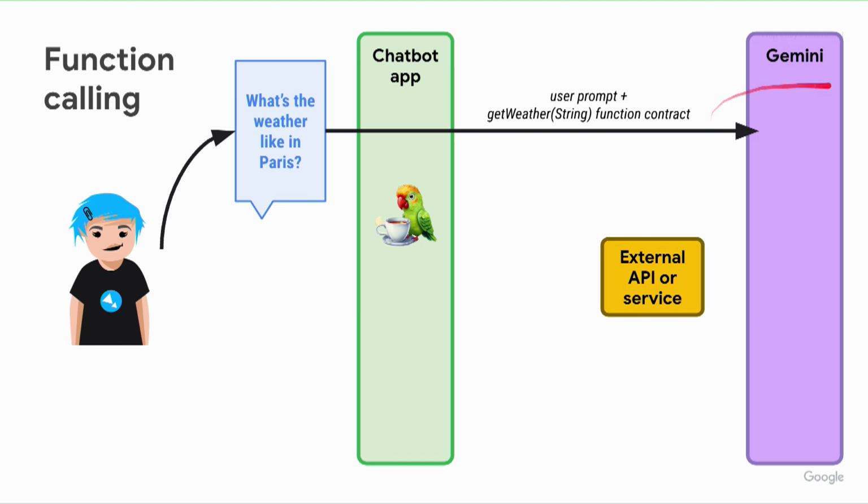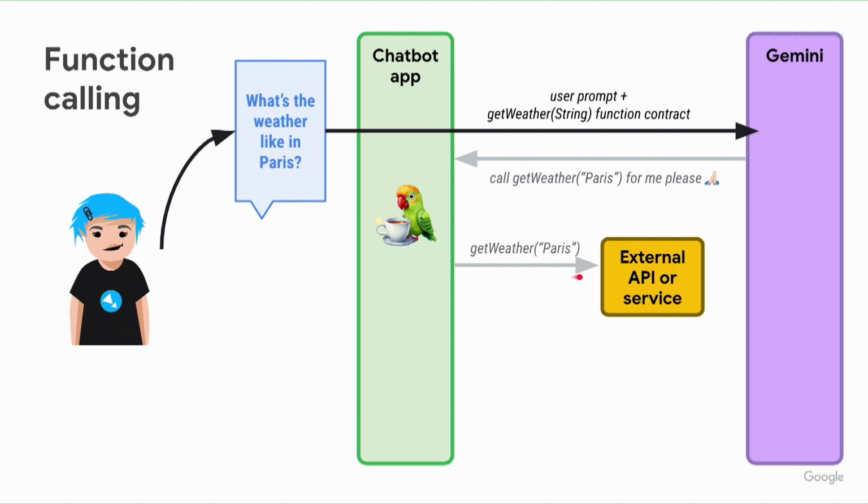So the LLM will know, okay, I don't know the answer to that question, but if I could call the getWeather function, maybe I would be able to reply. So you get that response back: okay, please call getWeather for me. And your application automatically, when you use Langchain4j, it's done automatically, you're going to call that getWeather application.